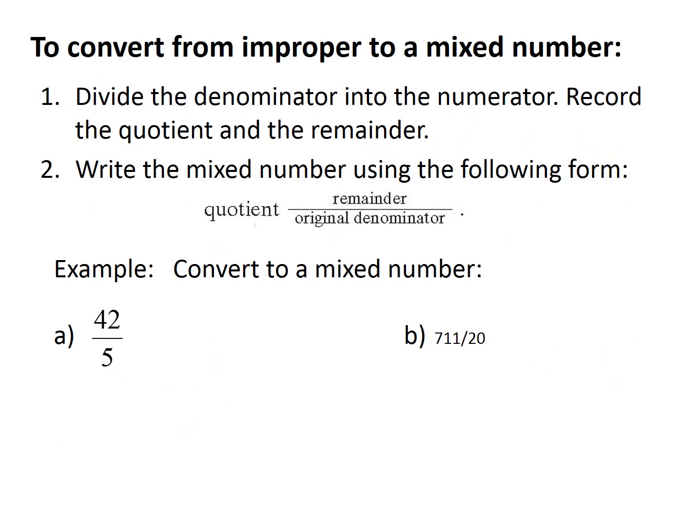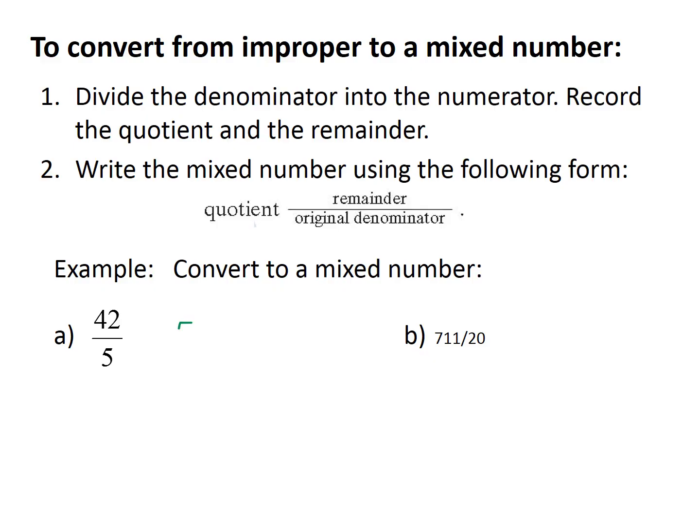To convert from an improper to a mixed number, you divide the denominator into the numerator, record the quotient and the remainder, and write the mixed number answer using the following form. Quotient, which always means answer, right? The quotient and then the remainder over the original denominator.